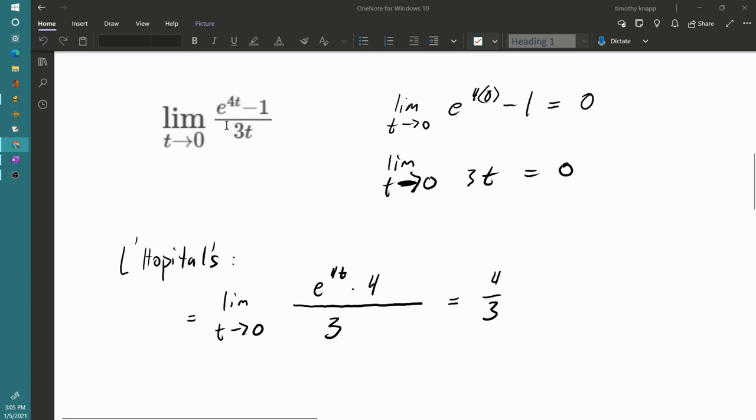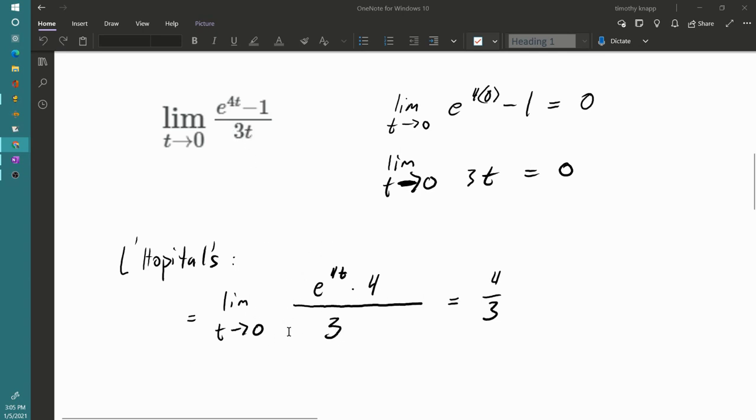L'Hopital's rule states that I go ahead and take the numerator and differentiate it, and the denominator, and differentiate it as well. Okay, and so the derivative of e to the 4t is e to the 4t times 4, because I would use the chain rule there. Because remember, the derivative of e to the 4t is e to the 4t, and then I multiply it by the derivative of this exponent here. Okay, and then I subtract 0 because the derivative of 1 is 0. Finally, the derivative of 3t is going to be a 3.